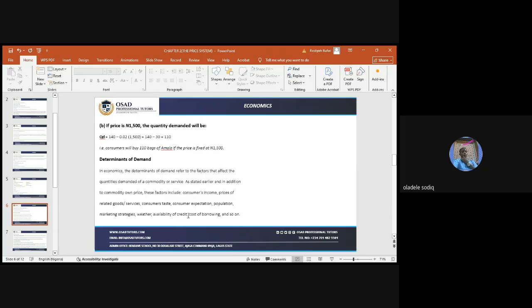So another factor is cost of borrowing. All of these that we mentioned here are what affect demand, or what we refer to as determinants of demand. Now, before I proceed, don't mind me, I like asking questions very well. I want us to be carrying along together.